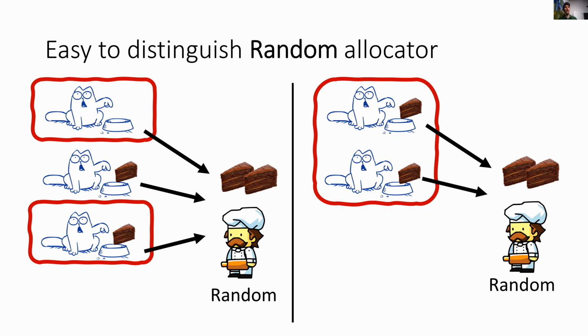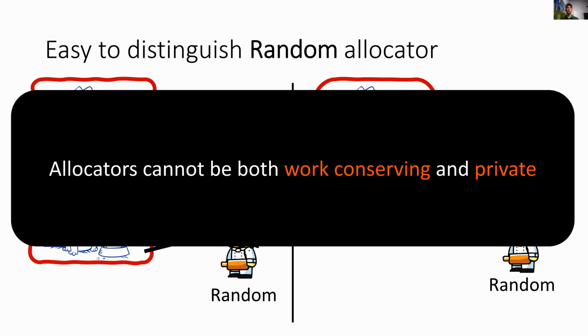Imagine instead that we had an allocator that assigns resources uniformly at random. Again, the probability that 2 processes receive a resource in the universe on the right is actually 1, whereas it's much less than 1 in the universe on the left. And what this is basically telling us is that any allocator that is work conserving cannot possibly be private. Work conservation basically means that the allocator allocates as many resources as it can.